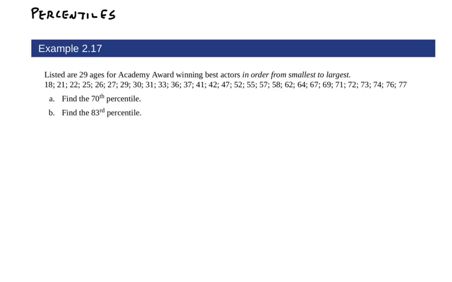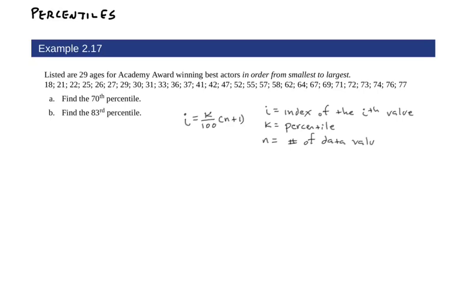So let's look at some percentiles here. We have some raw data, and we want to find a 70th percentile. Here's a formula: I is equal to K over 100 times N plus 1, where I is our index, the ith value of our ranked data, K is a percentile, and N is the number of data values. Let's see how that works out.